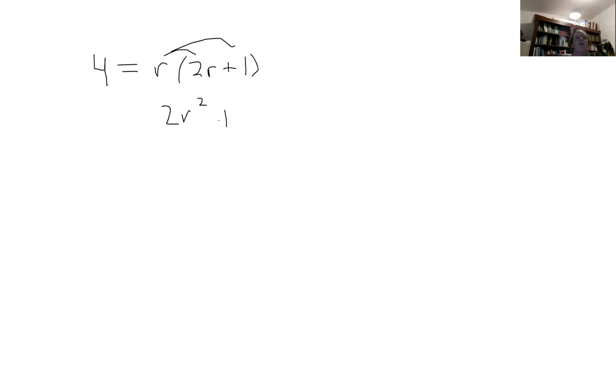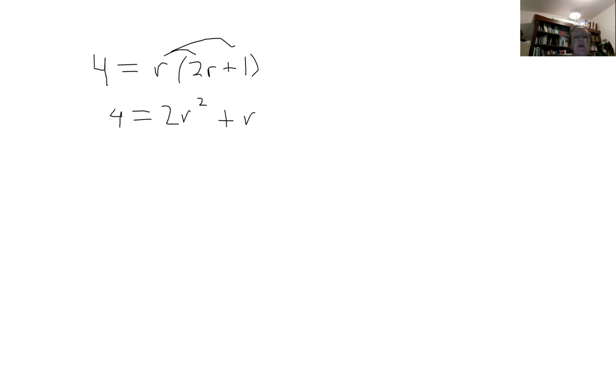The first thing to notice is that we need to get everything on one side and 0 on the other. So currently we have 4 on one side and everything else is on the right side. So let's distribute the r throughout the parentheses. So we have 2r squared plus r times 1, which is just r, is equal to 4. Now we need to subtract 4 from both sides, so that we have 0 alone on one side.